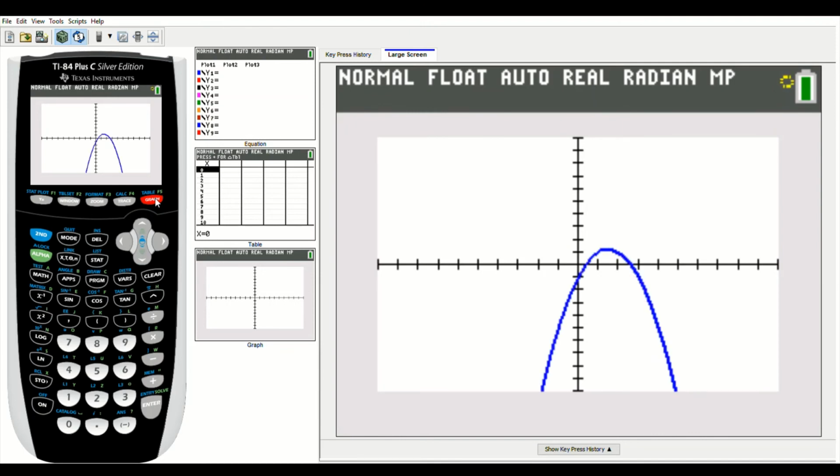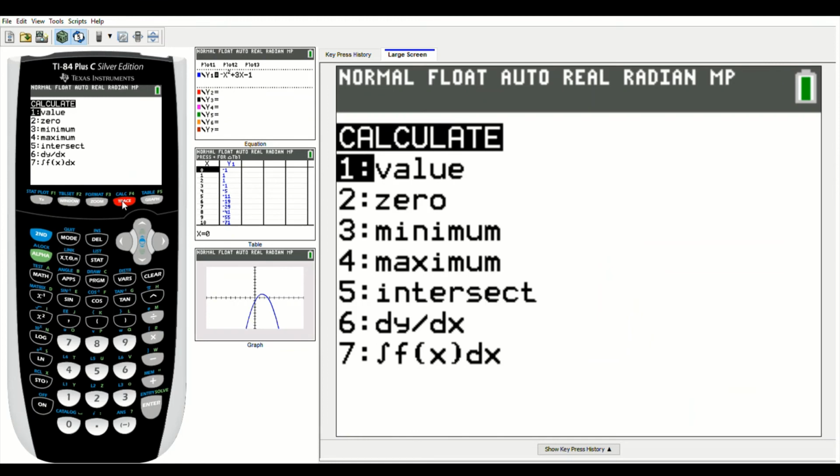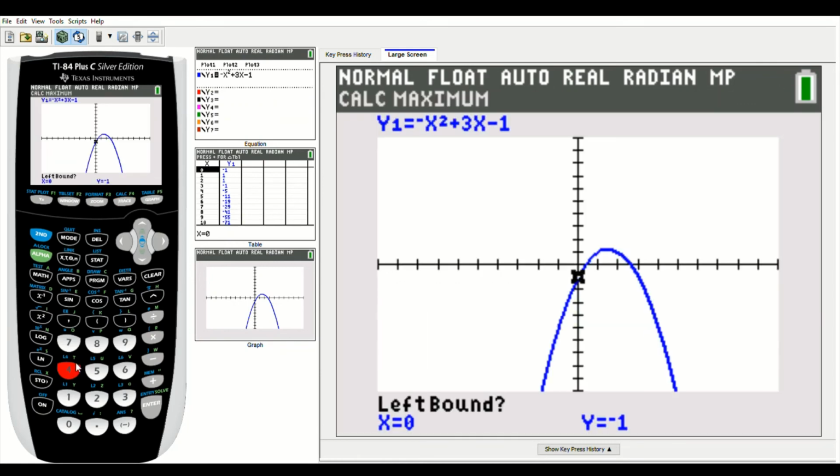And there's what our parabola looks like. It opens down. So now we can see that the vertex is not a minimum, it's a maximum, right? So when your parabola opens down, that vertex is a maximum. It's the maximum value on this particular graph. So I want to calculate now. Second, where do I go? Trace. I want to calculate the maximum. So again, you can scroll down to maximum and press enter, or you can just press 4.